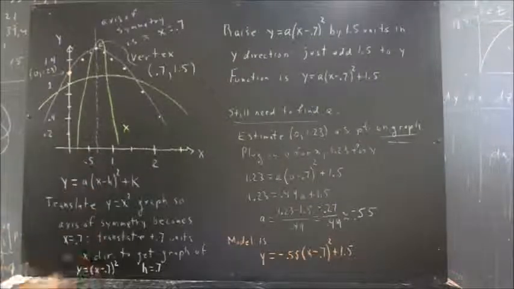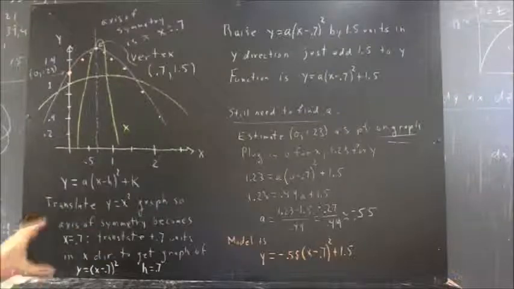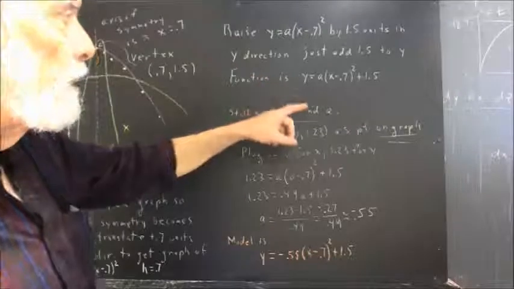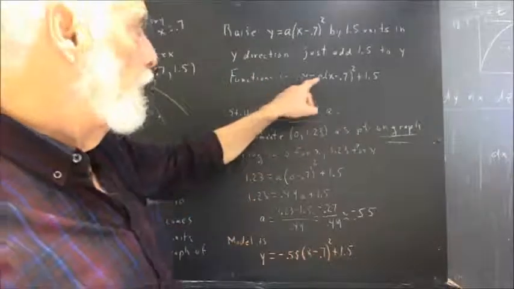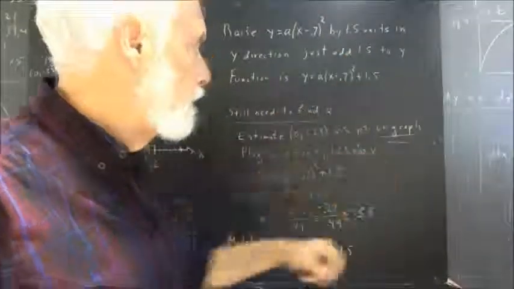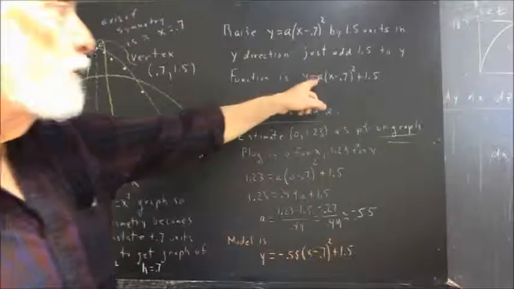Now, I went into a little more detail in the original explanation. You can look at the original video to see that explanation, or you can just read it. We end up, though, if h is 0.7 and k is 1.5, with y equals a times (x minus 0.7) squared plus 1.5. We still have to determine a.